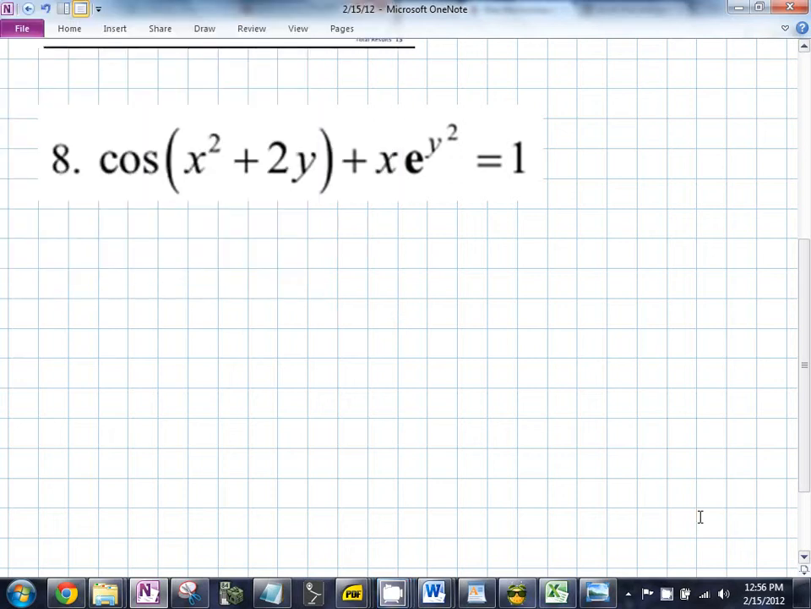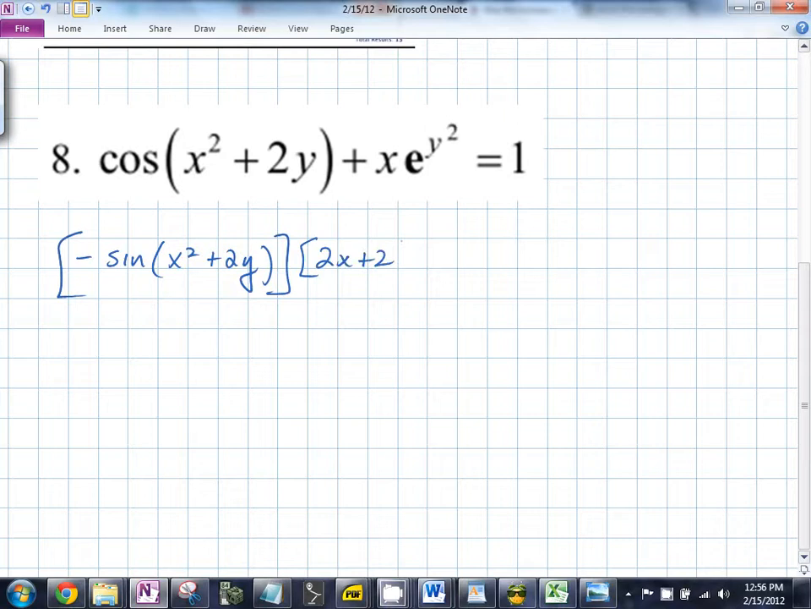This here. So we have negative sine of the inside times the derivative of the inside, which is what? 2x. 2y prime. Yeah, I didn't write that, did I? 2y prime, good. Okay, so now the next part, what do you have to use on this? What rule? Product rule. What's the derivative of x?